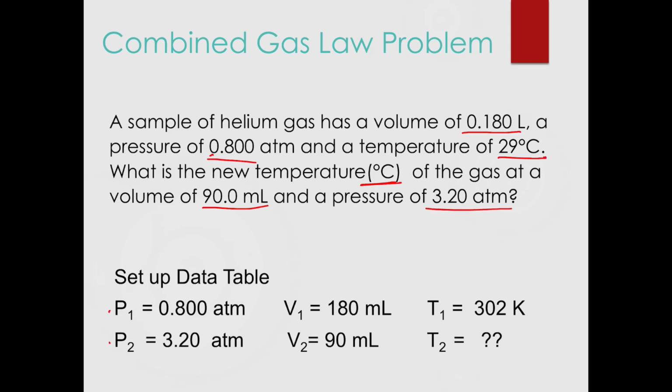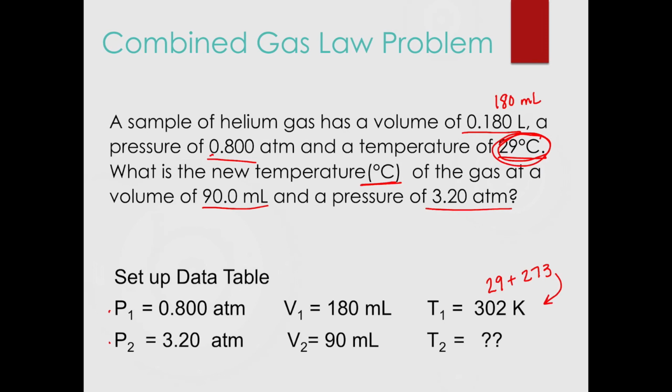So I changed this 0.180 liters to 180 milliliters to use it in these calculations. And then remember, our temperature must be in Kelvin. Okay, so we'll take our 29 degrees Celsius plus 273. That will get us our temperature in Kelvin.